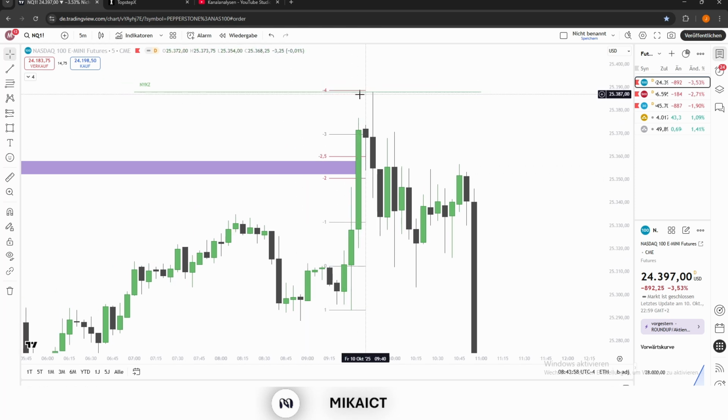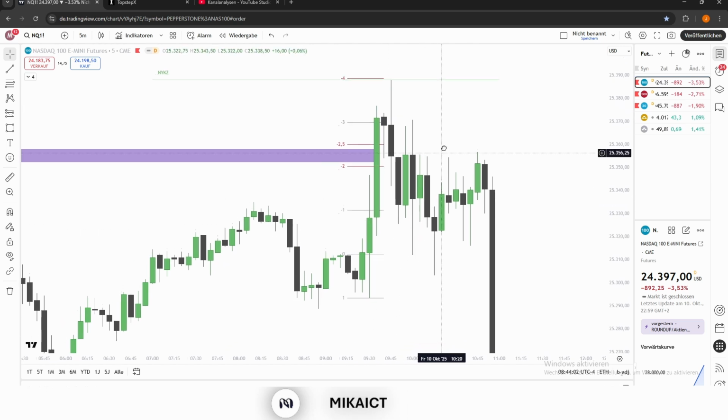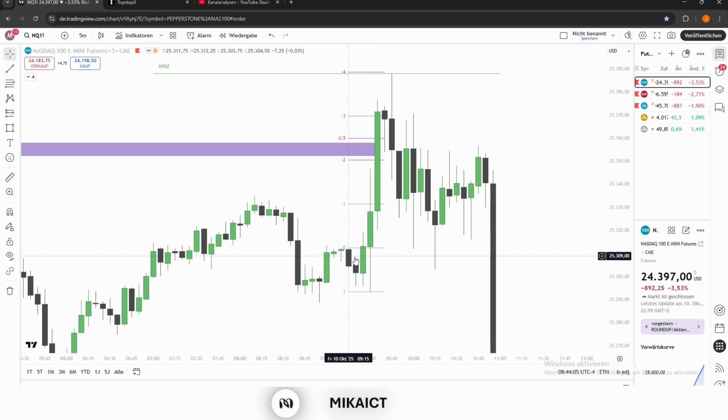And you can see we perfectly hit the -4 level, or almost. And then we got the reversal. But I was not in a long position here, so I wanted to see price hit the -4 level, and then I wanted to see a market structure shift on the lower time frame, and that's what we got.